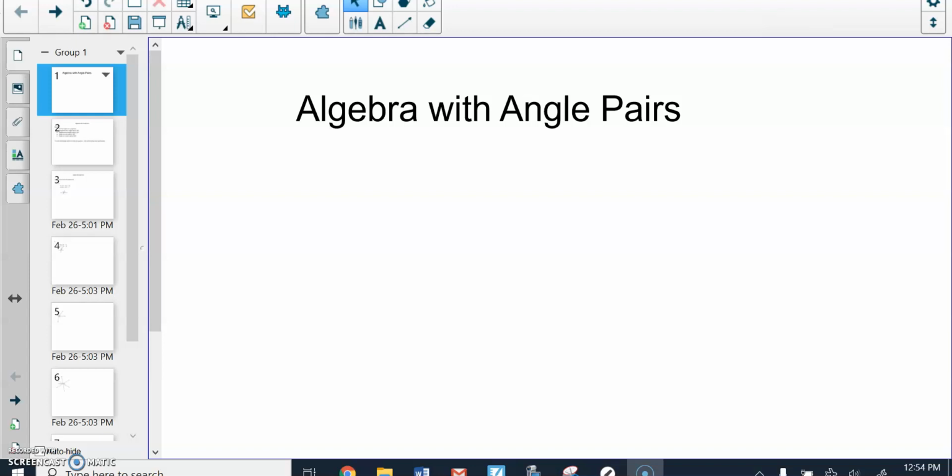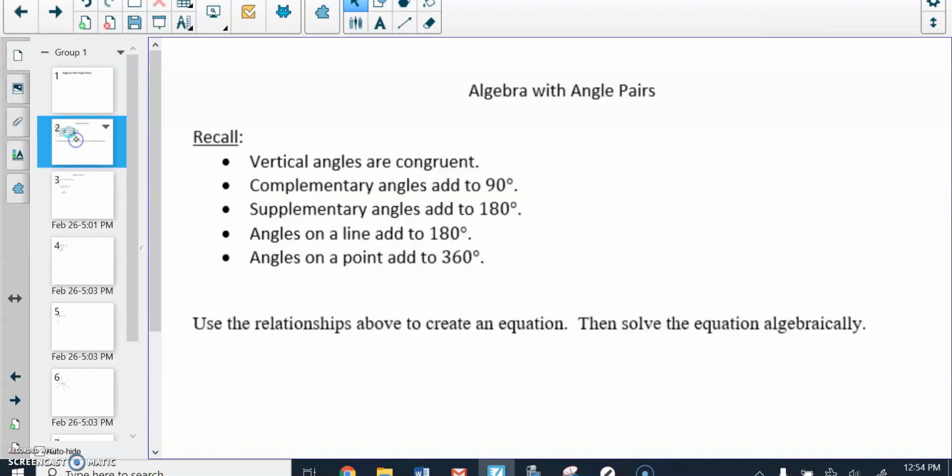Hi everyone, in this video we're going to be using algebra with the angle pair problems. So just a quick reminder, vertical angles are congruent, so they have the same number of degrees.